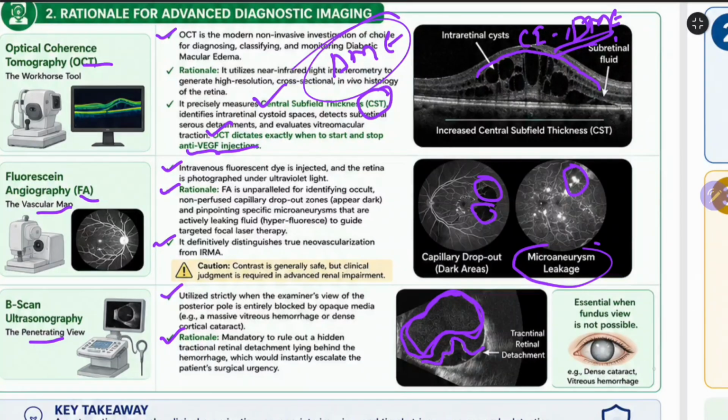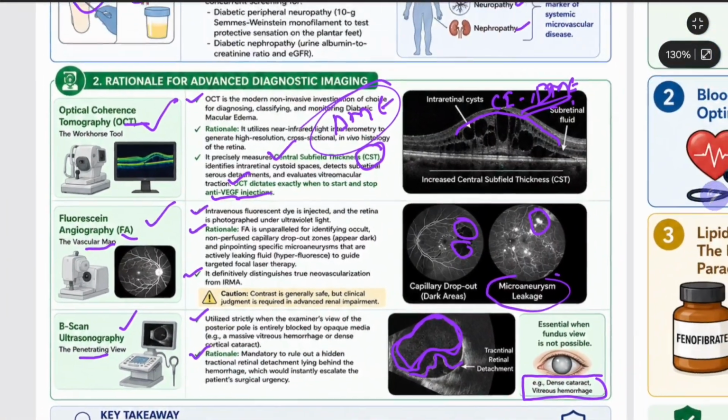So where is it done? B scan ultrasonography in dense cataract, and whenever you are not able to see the red reflex. So OCT is mainly for diabetic macular edema and to dictate when to start and stop anti-VEGF injections. Fluorescein angiography to detect minute changes in diabetic retinopathy, to detect the ischemic spots, to detect the microaneurysms. And B scan ultrasonography whenever you are not able to visualize the backside due to hemorrhage or cataract, or you are not able to see a red reflex.